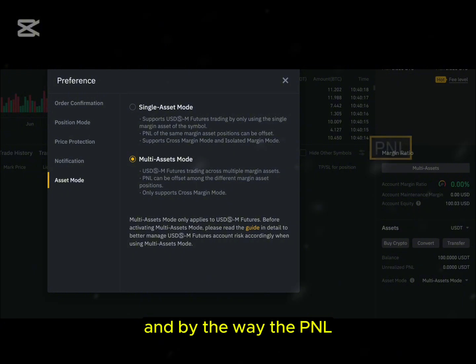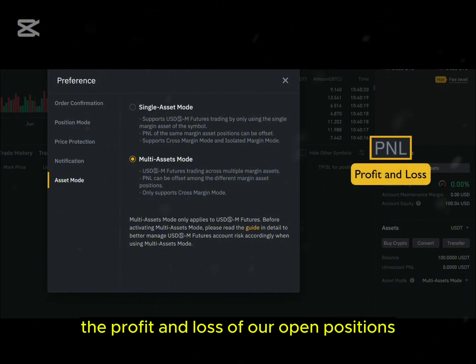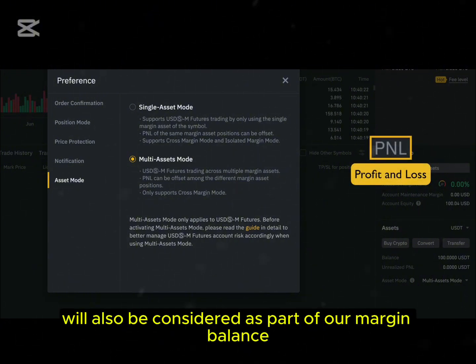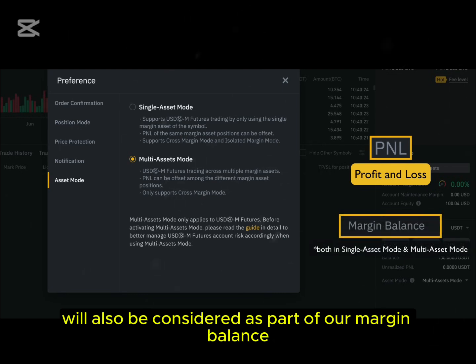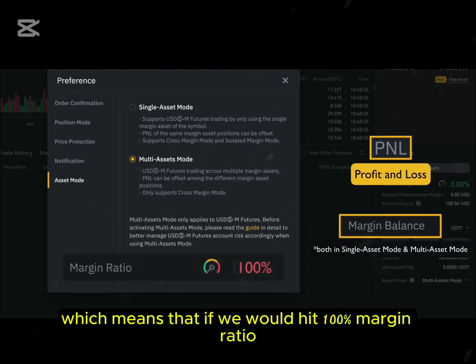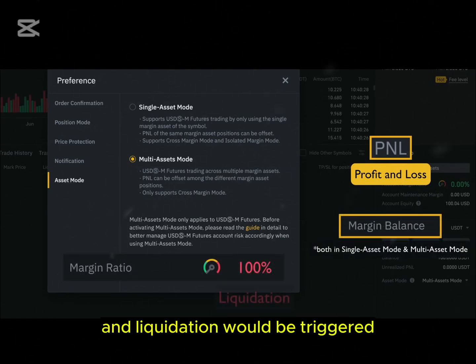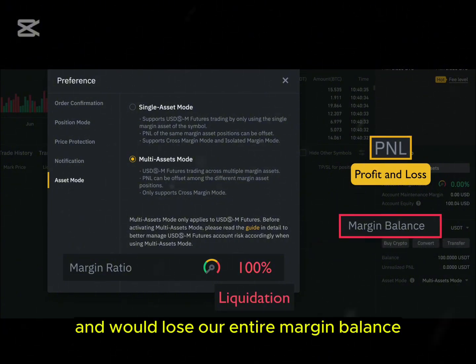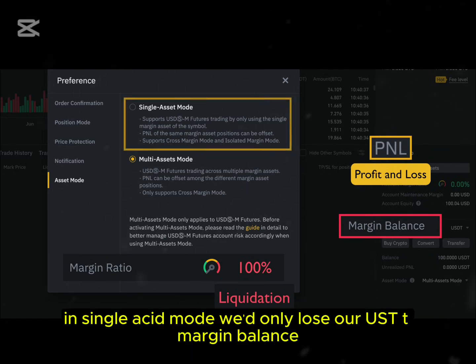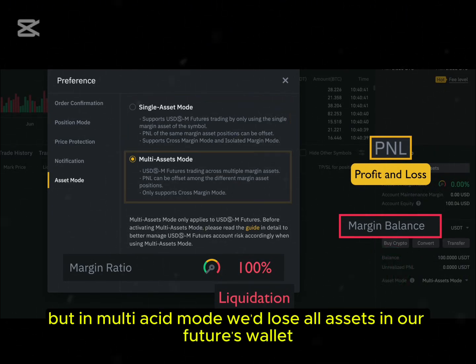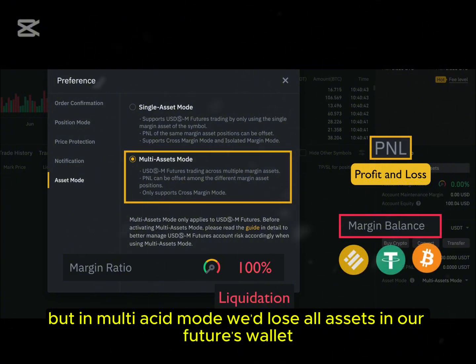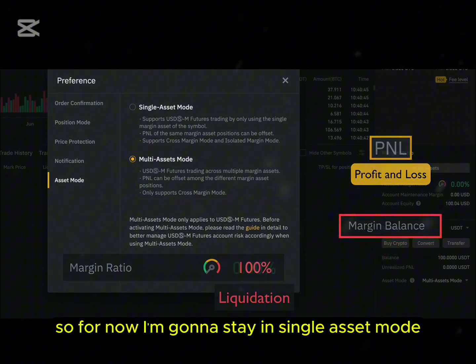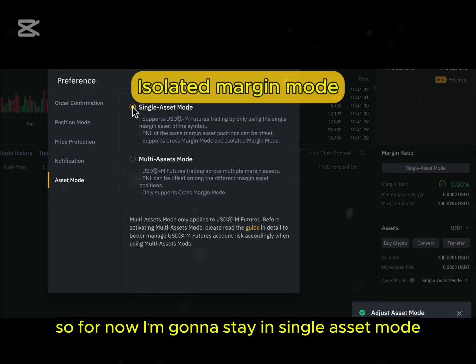And by the way, the profit and loss of our open positions will also be considered as part of our margin balance, which means that if we would hit 100% margin ratio and liquidation would be triggered, all of our open positions would get closed at the same time and we would lose our entire margin balance. In single asset mode, we'd only lose our USDT margin balance. But in multi-asset mode, we'd lose all assets in our futures wallet. So for now, I'm going to stay in single asset mode.